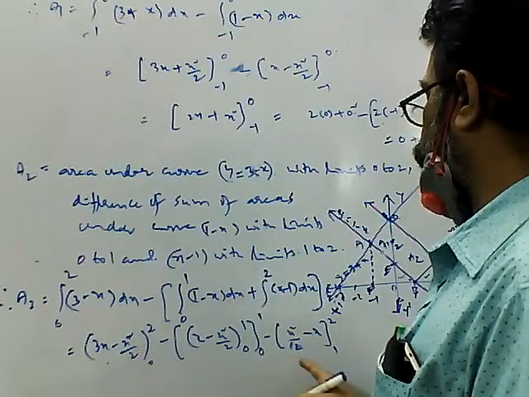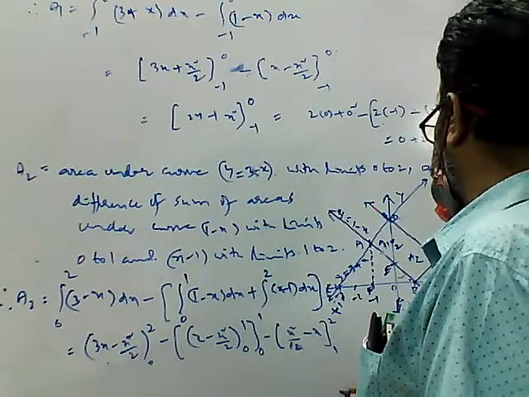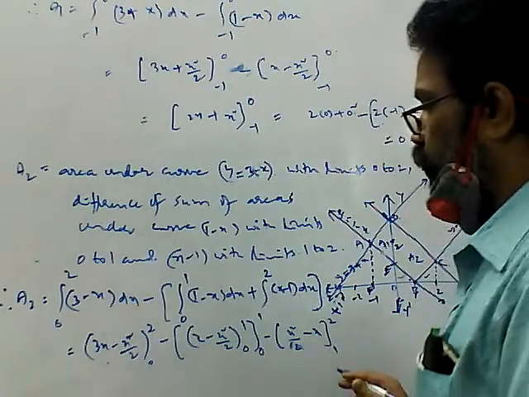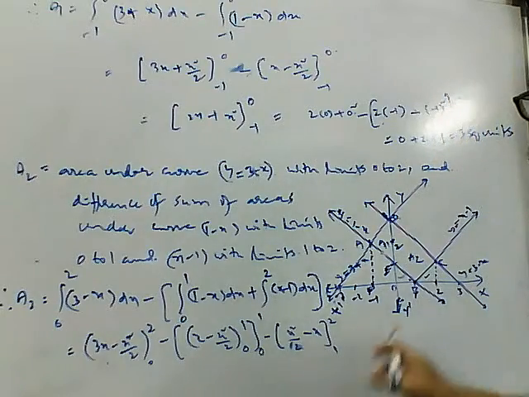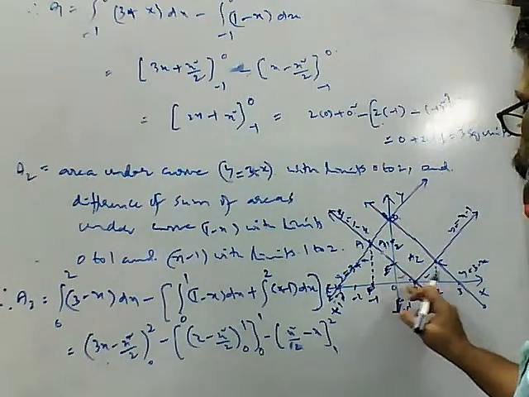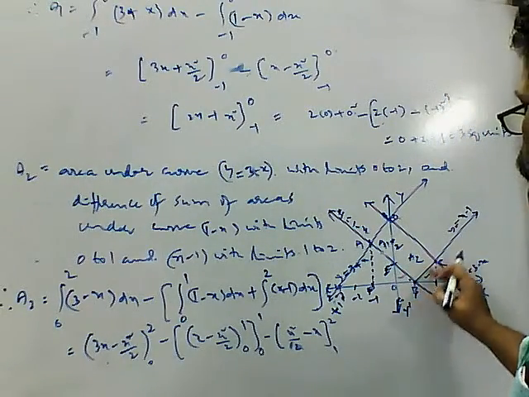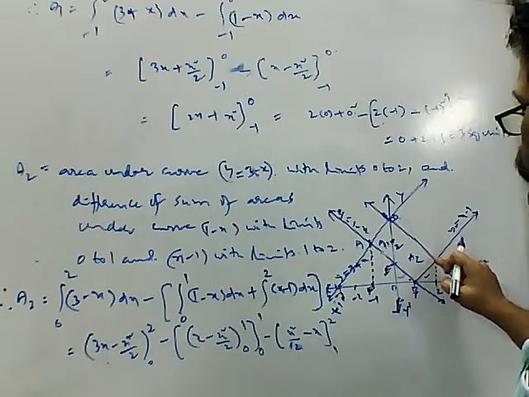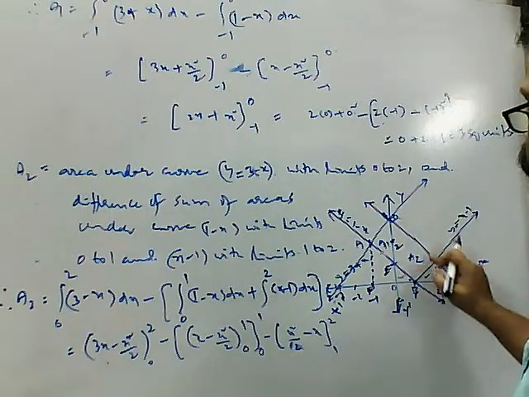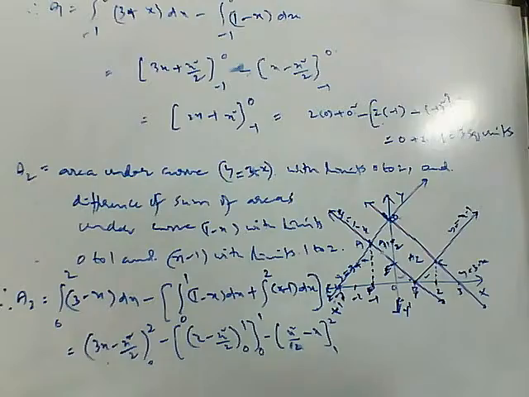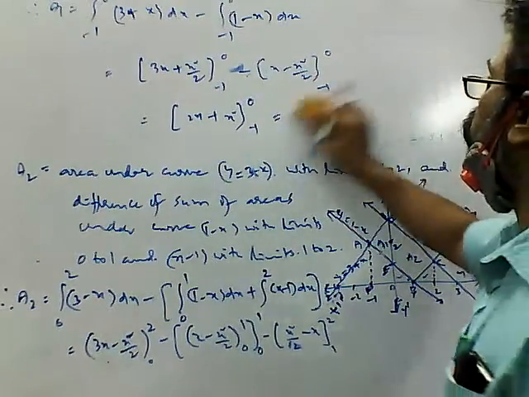So these two are taken separately. So now you can simplify these values. This is the area under this curve between these two lines, and this is the area under this curve between these two lines, and the total trapezium minus the sum of these two will give A2. Okay, now clear? Now I will go to this part.